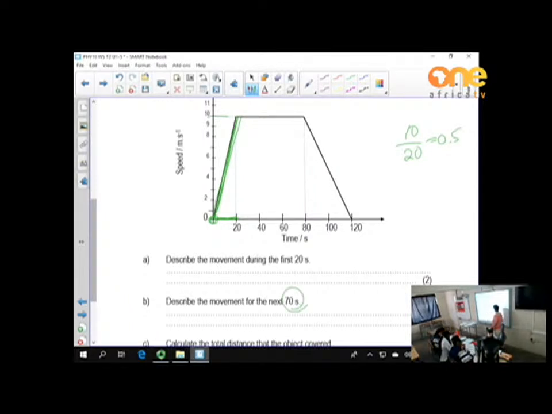Now, this is a little bit tricky because we're starting at 20, so the next 70 seconds will end at 90. Not so? That's 20, 40, 60, 70 seconds. So we have to end over here. So discuss the motion. Well, for the next 60 seconds, I will be traveling at constant speed of 10 meters per second, after which I will decelerate with a constant value.